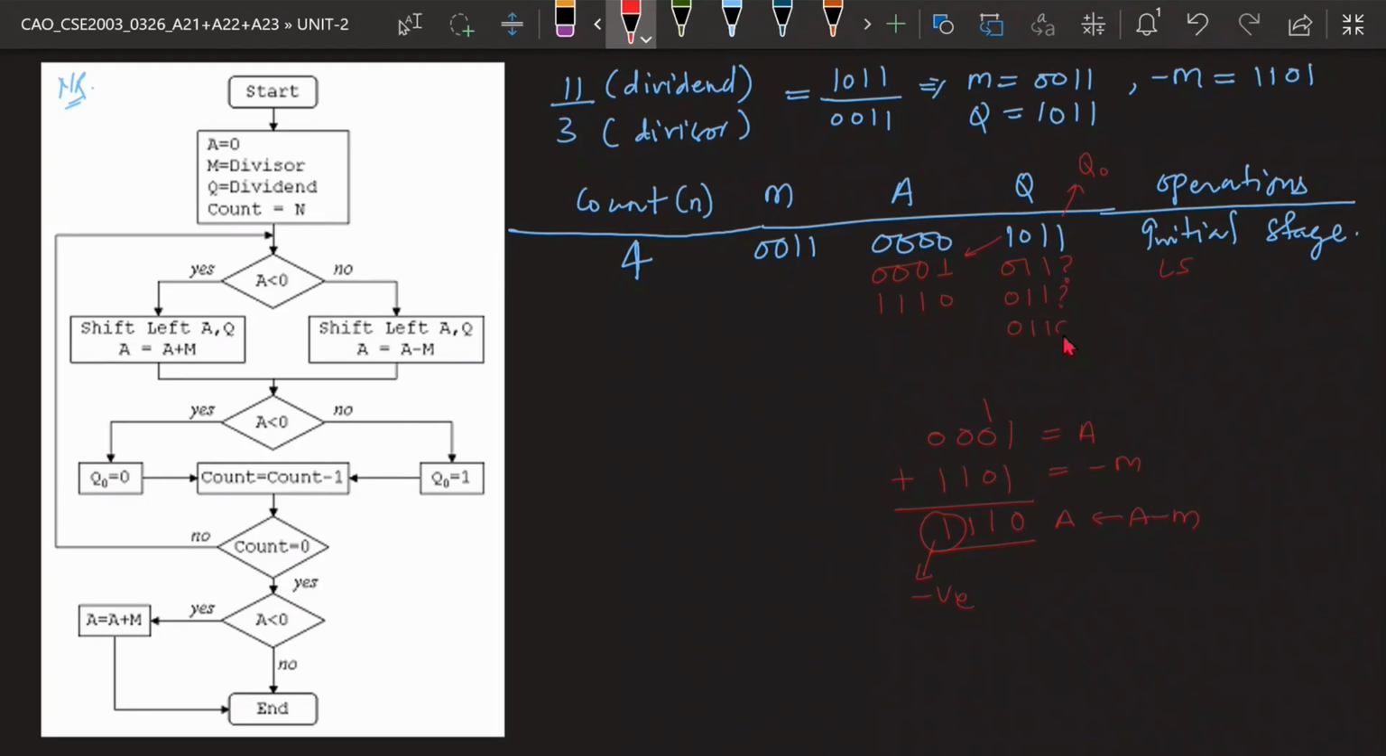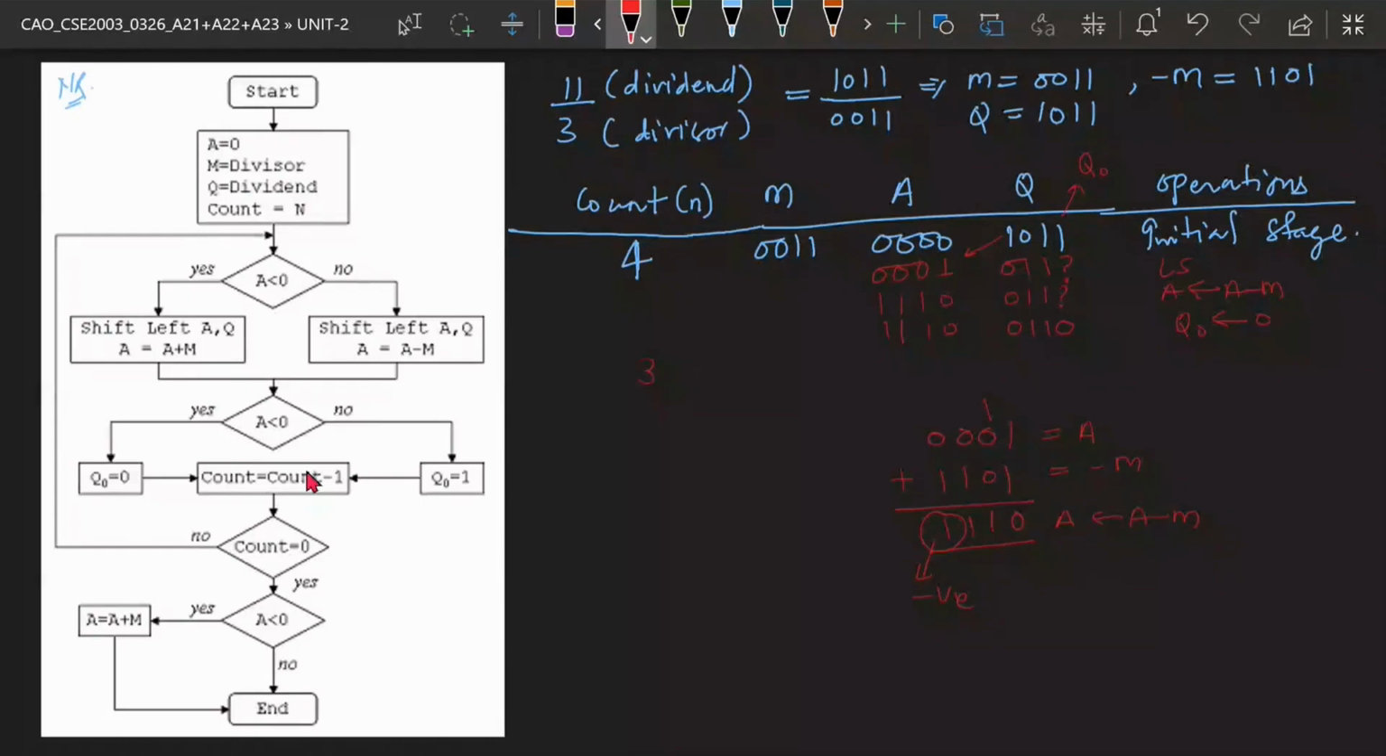At this stage we were making A equal to A minus M, and now we are going to make Q naught equal to 0. Once this is 0, we should reduce the count. The count value was 4, and now the count value is 3. Again we should check whether the count is 0 or not. Since 3 is not 0, we should move again to this step.